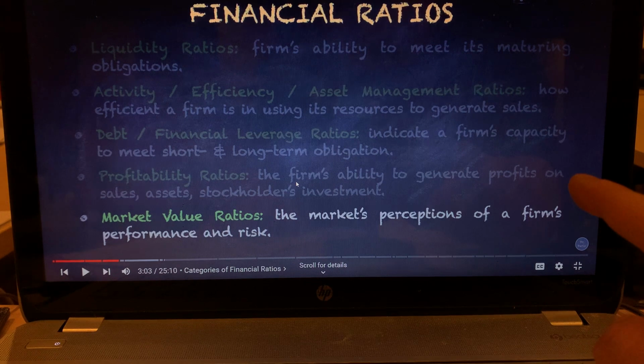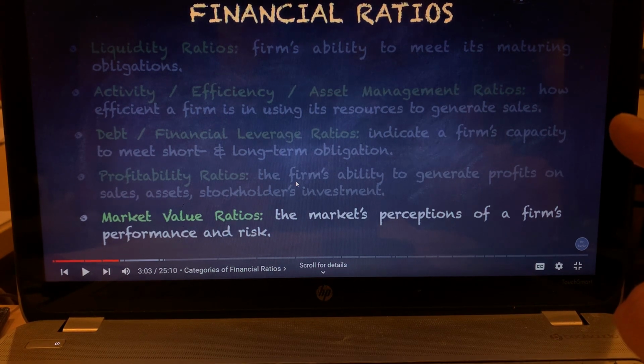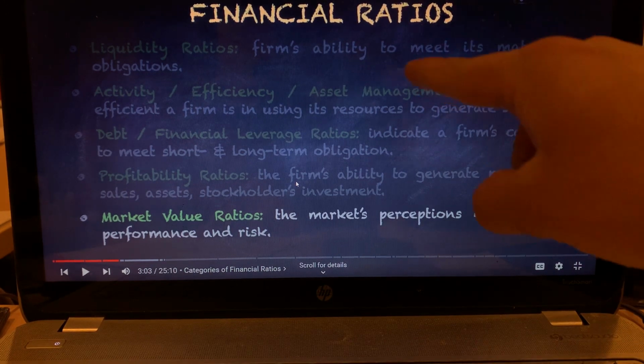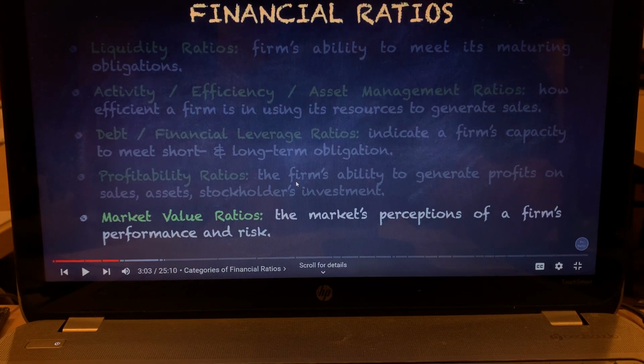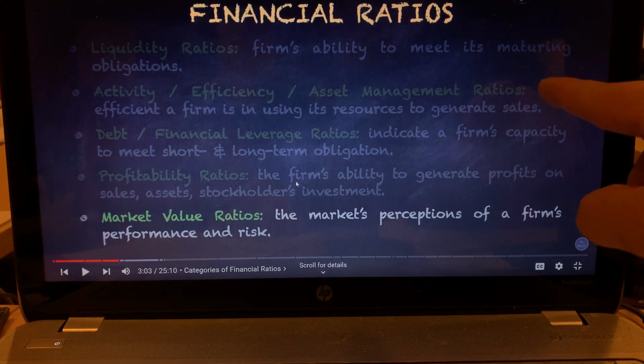The activity, efficiency, asset management ratio comes down to how good a firm is in maximizing the liquidity of its profit margin. Basically, how good is it at keeping cash on hand to pay off all the liquidity ratio obligations? It's not necessarily talking about the profit margins themselves. It's talking about how liquid you can make those profit margins. In addition to that, there's also a section in the activity, efficiency, asset management ratios that talks about how well the company uses its assets to generate more money or get more profit. So that's what that's about.